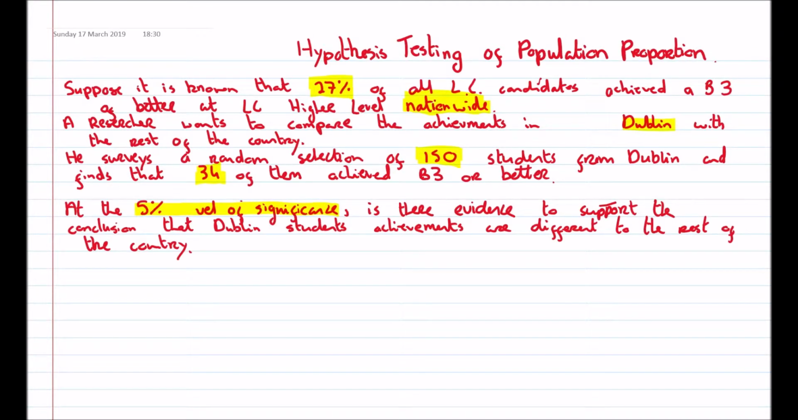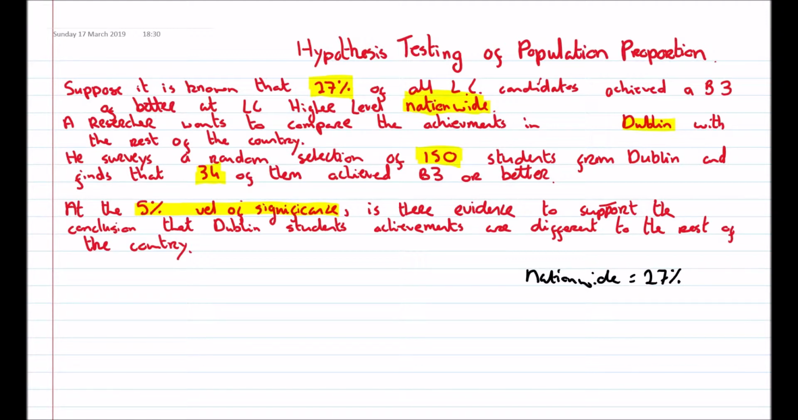In this video we're going to carry out a hypothesis test of population proportion. The best way I can do it is a question, right? And there's a lot of information here, so I'll take it slowly and we'll try to get our head around it. So suppose that it is known that 27% of all Leaving Cert candidates achieved a B3 or better at Leaving Cert higher level nationwide, right? So that's nationwide. 27% got a B3 or higher.